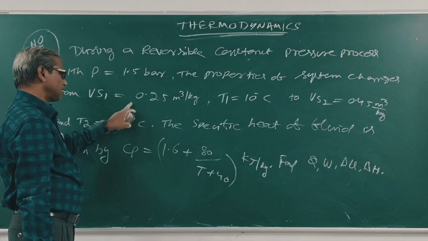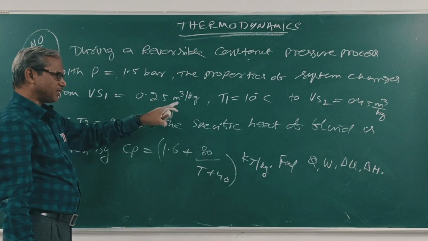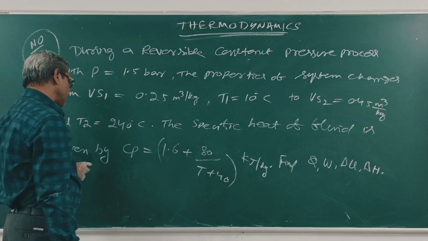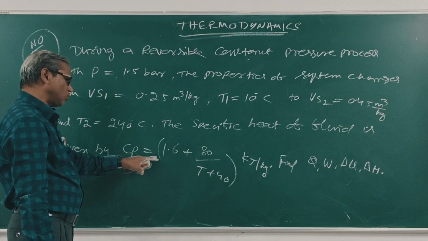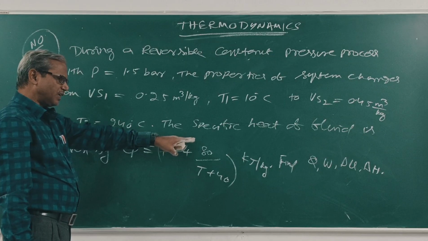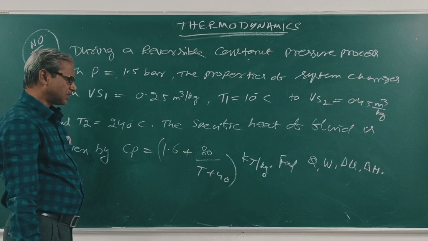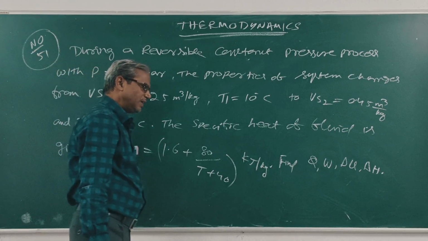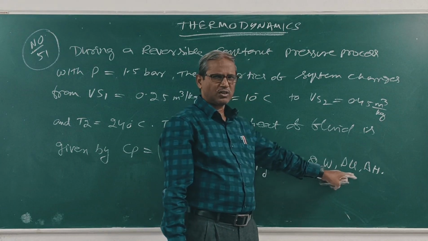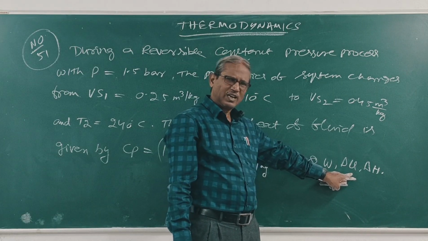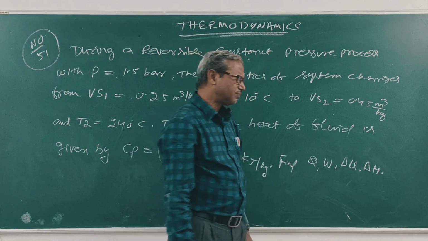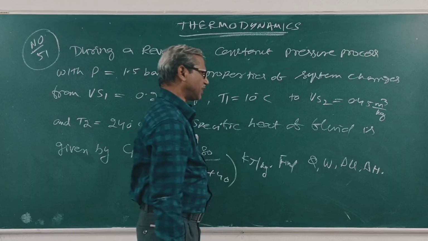Clear? Specific volume, temperature. The specific heat of the fluid is given by Cp is equal to 1.6 plus 80 by (T plus 40) kilojoule per kg. Find Q, heat transfer, W, work done, del U, change in internal energy, and del H, change in enthalpy. First, find out heat transfer Q.